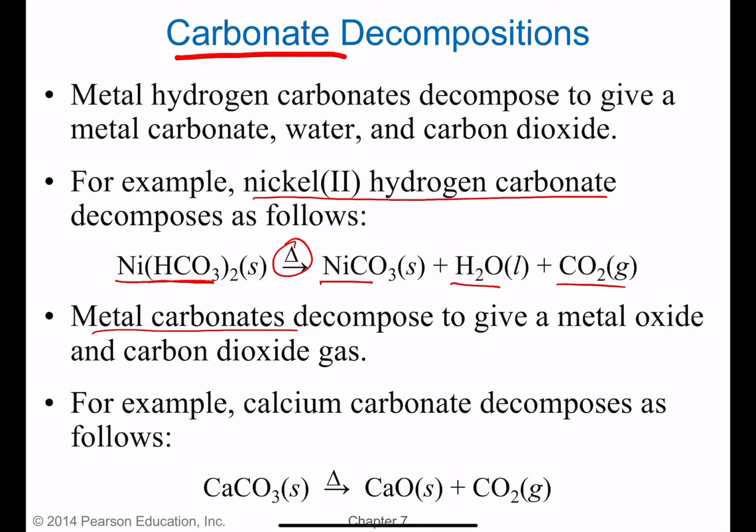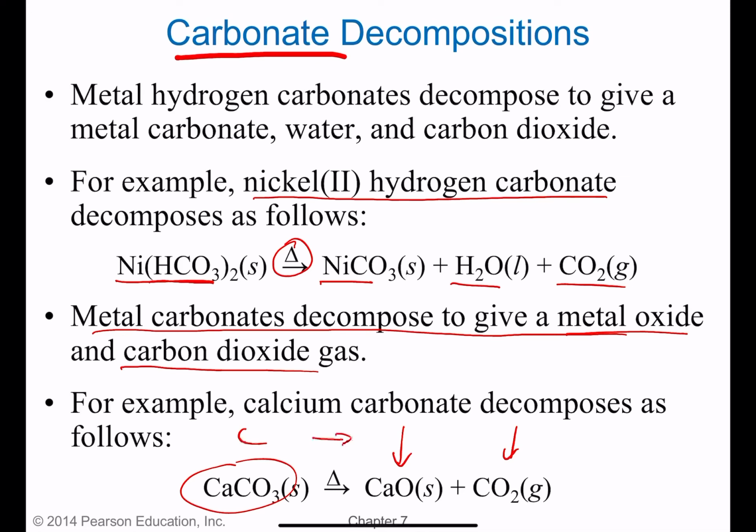Metal carbonates decompose to give the metal oxide and then carbon dioxide gas. So here's another example. Here's calcium carbonate. Here is the metal oxide. And here is carbon dioxide gas, but it's the same kind of thing. We've got one substance breaking down into simpler substances, so we call it a decomposition reaction.